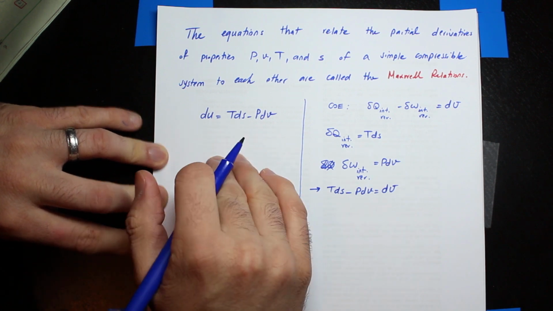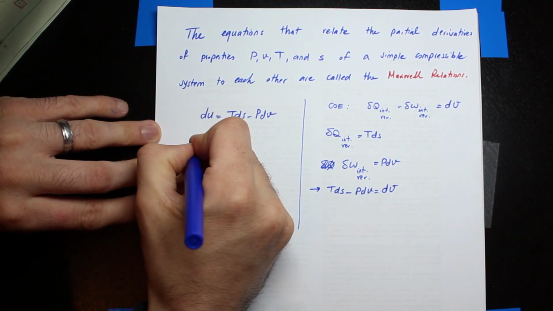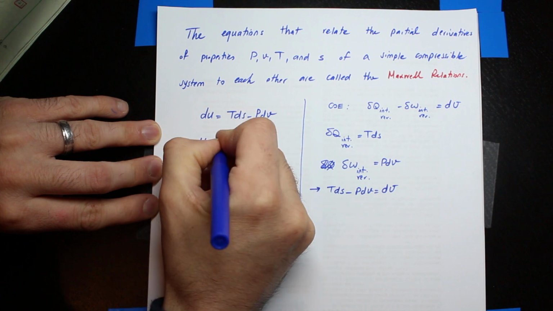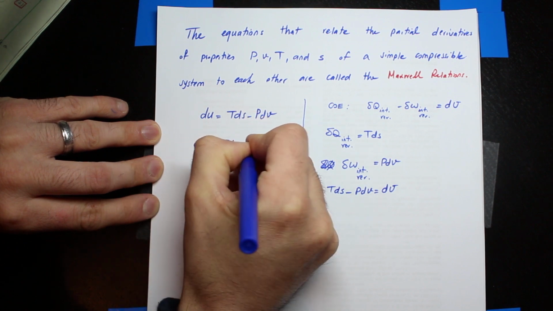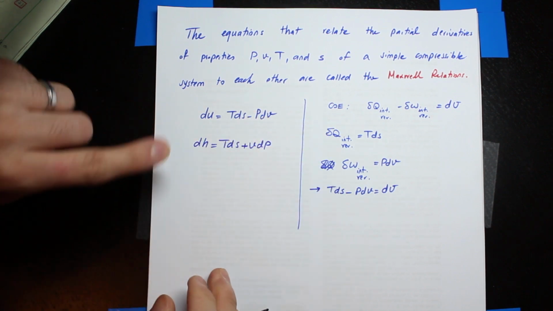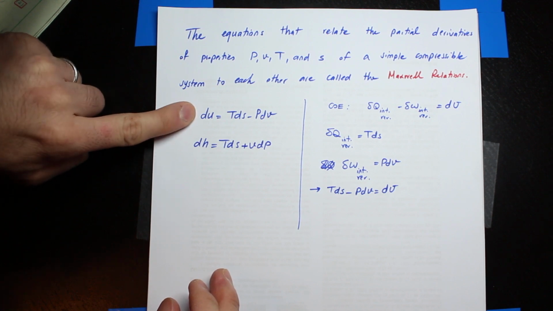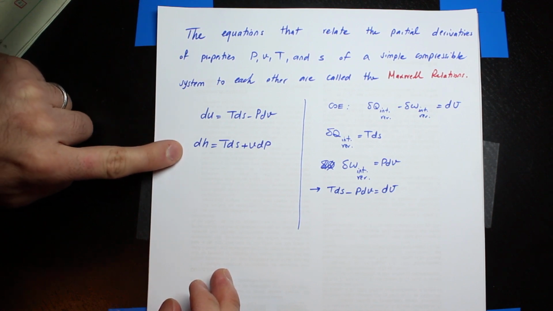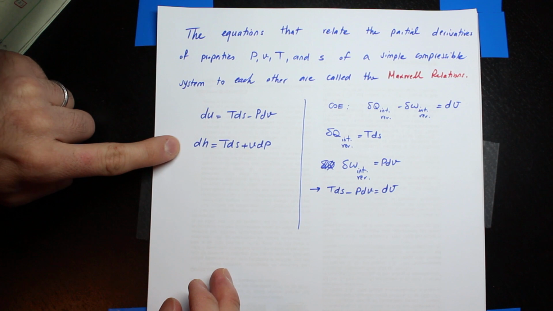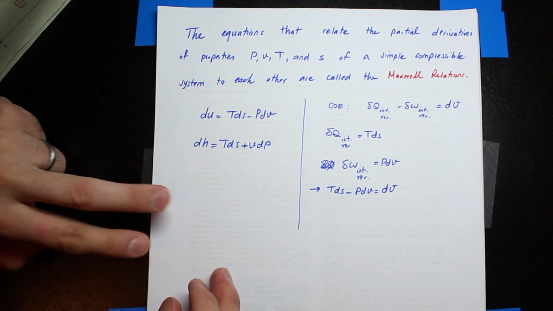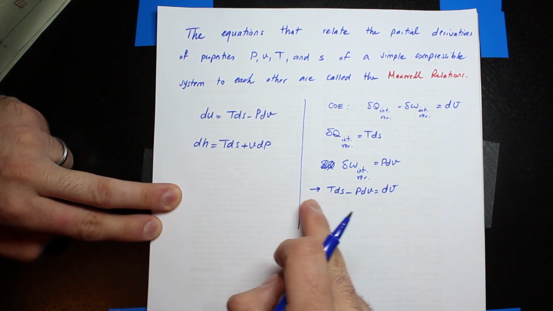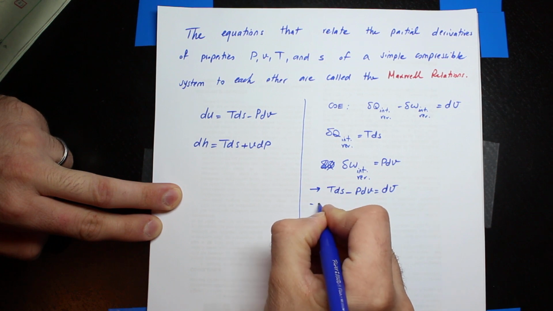The other Gibbs equation that we are using here is dH is equal to TdS plus VdP. So this is one of the Gibbs equations. This one is one of the Gibbs equations. This is another Gibbs equation. And in case you're wondering where this is coming from, basically this comes from the continuation of this part.